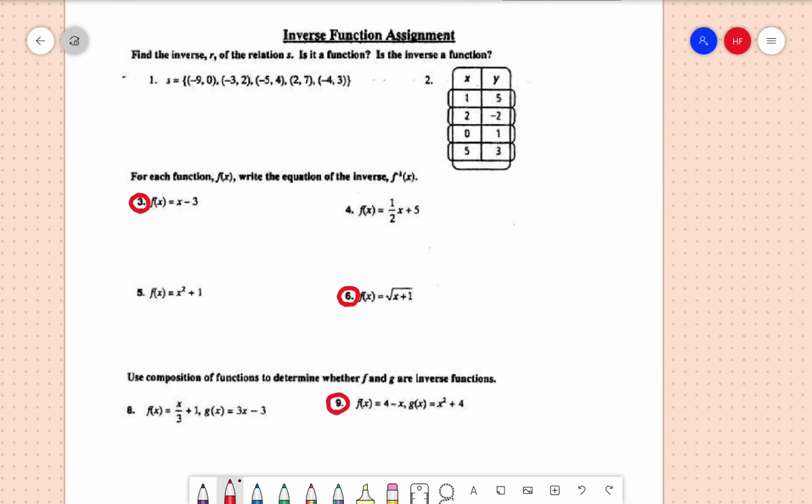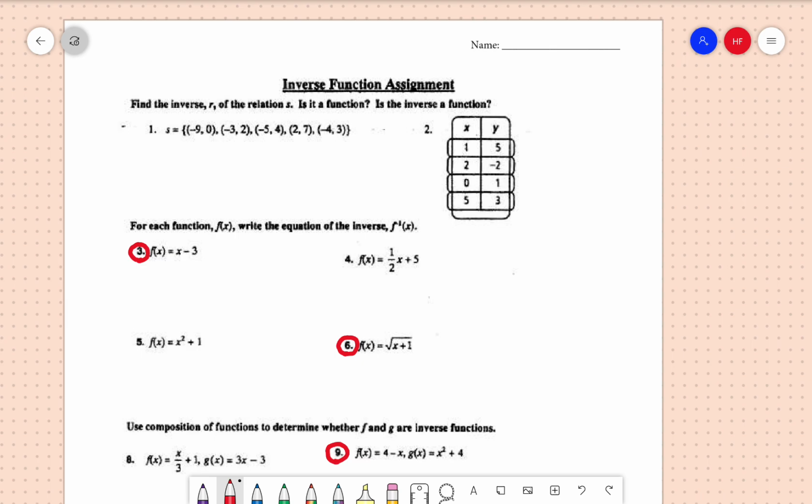So for this assignment, sorry, the tablet's not responding. For this assignment, you're only doing numbers 3, 6, 9, and 11. And take a picture and then post it on Canvas.